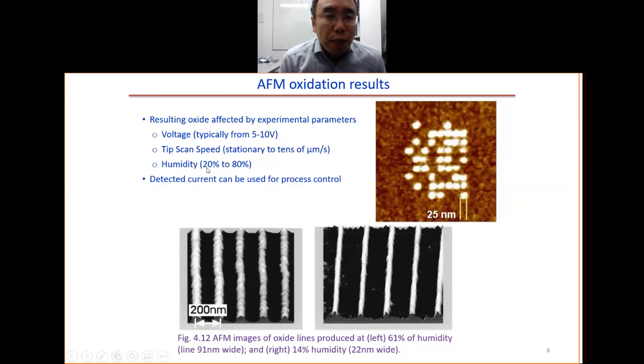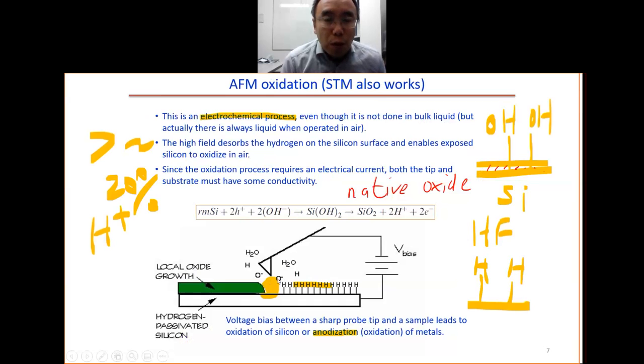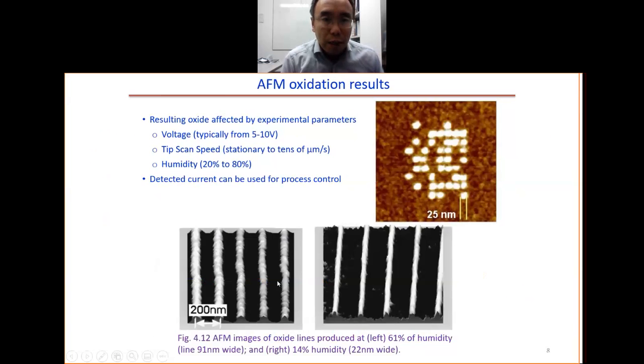Humidity. Normally we need humidity higher than 20% so that we can have the water condensation here. But in this example, it's only 14%. So 14% may also work, but lower than that, it will be harder and harder to work. With 14%, you get 22 nanometer lines. This one is 61% humidity, and you get maybe 80 nanometer lines. This one is a 25 nanometer dot.